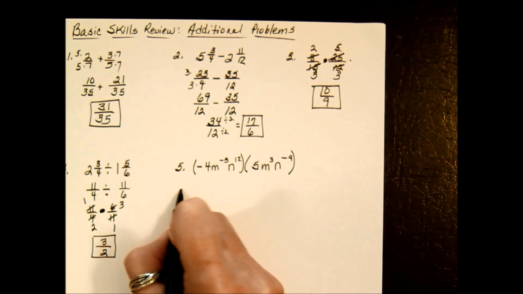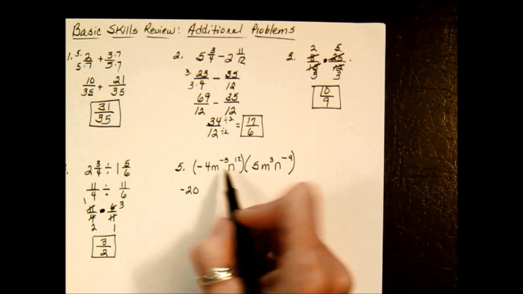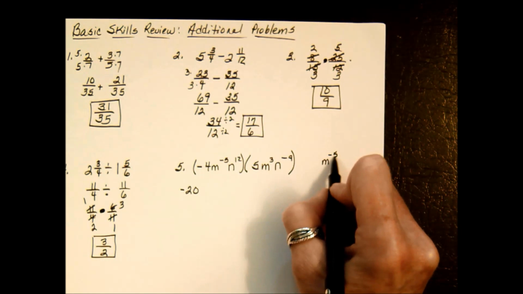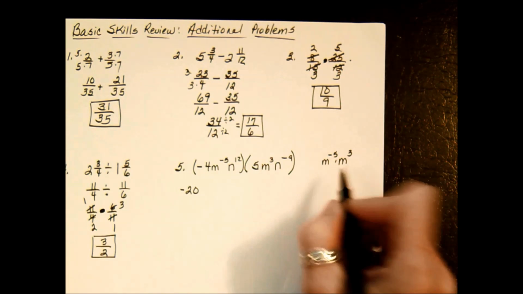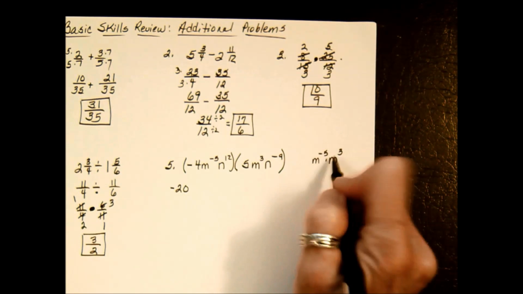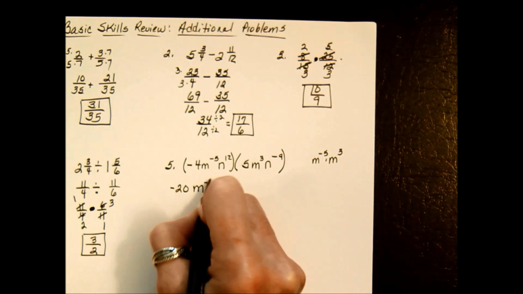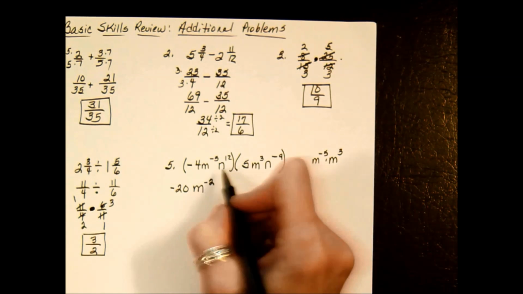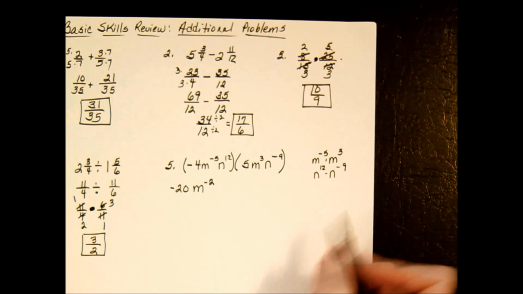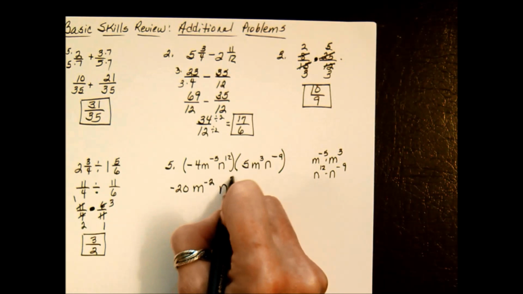-4 times 5 is -20. M to the -5, M cubed. So it's M to the -5 times M cubed. Those are like bases, so we add the exponents, giving us M to the -2. And then I have n to the 12th, n to the negative 9th. Adding those gives me n to the 3rd.